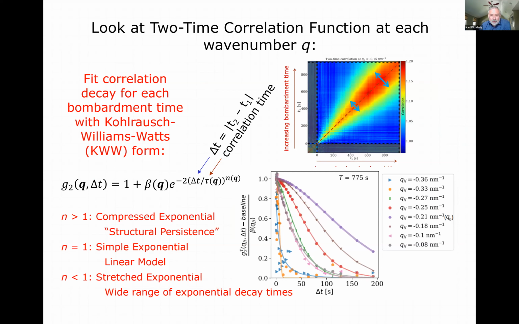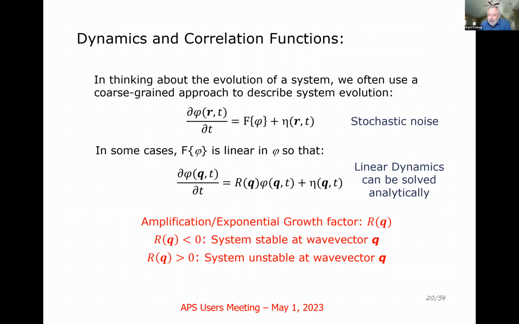And then you can, at various times, fit those decays with a KWW form, which can give you a simple exponential relaxation, or a compressed or a stretched exponential. Like other groups, we often see not simple exponential. We see other relaxation behavior. And one of the things we think about, of course, is what that tells us.